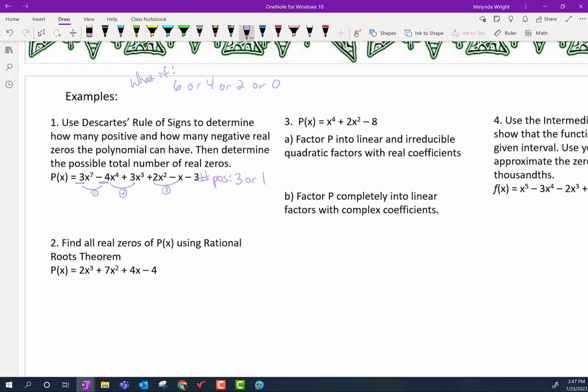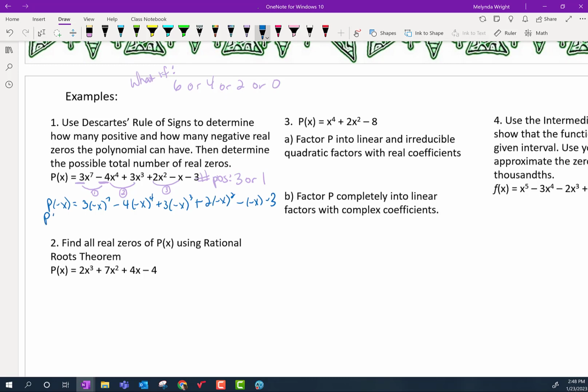All right, so that's total positive ones. Now let's work on possible negative ones. To do that, we have to find p of negative x. So to find p of negative x, I'm going to have to plug in a negative x everywhere there's an x. So 3 times negative x to the 7th minus 4 times negative x to the 4th plus 3 times negative x cubed plus 2 times negative x squared minus negative x minus 3. Okay, great. That's p of negative x.